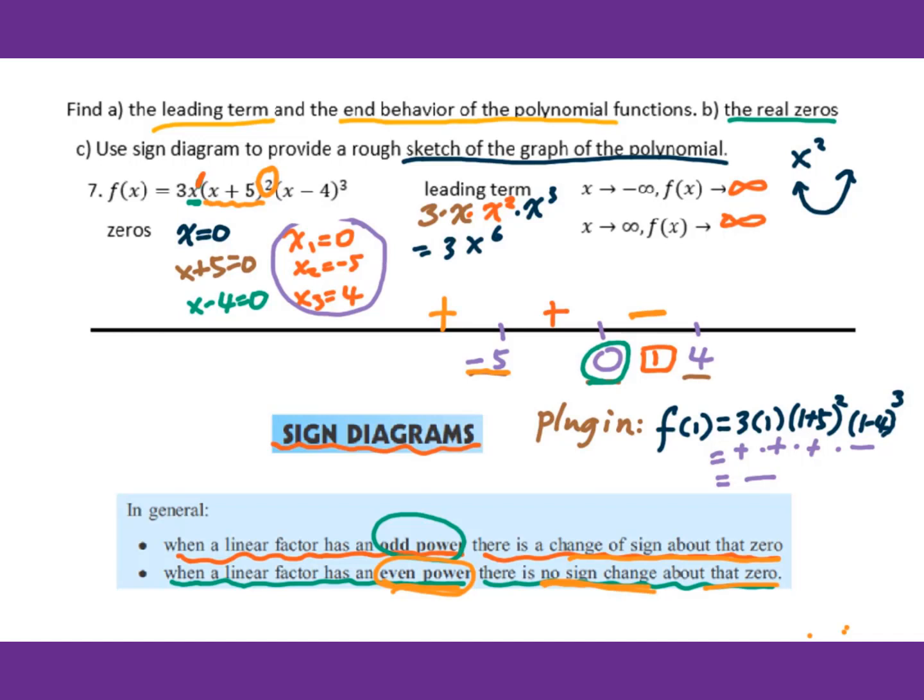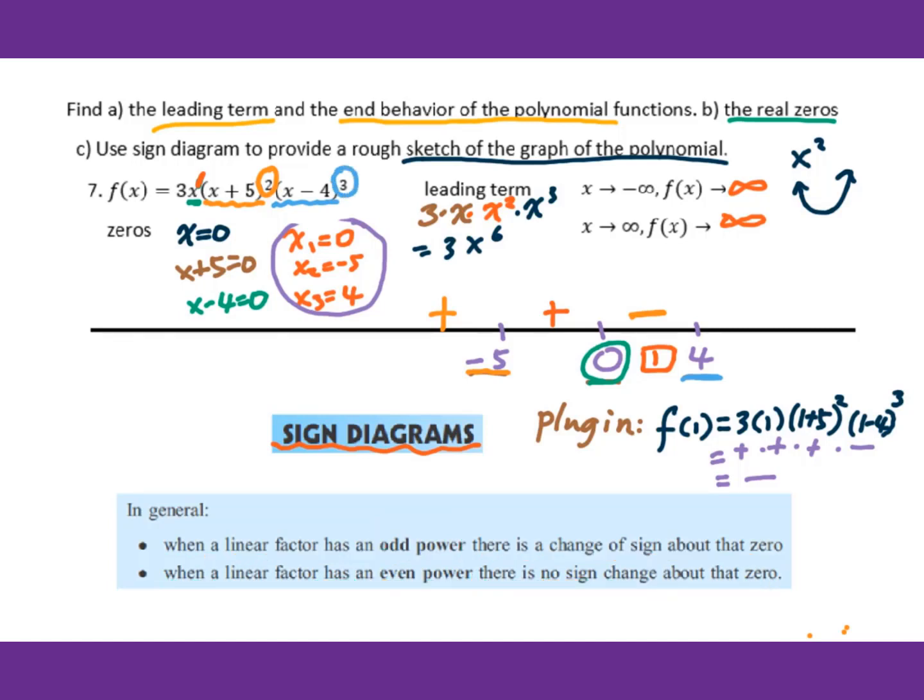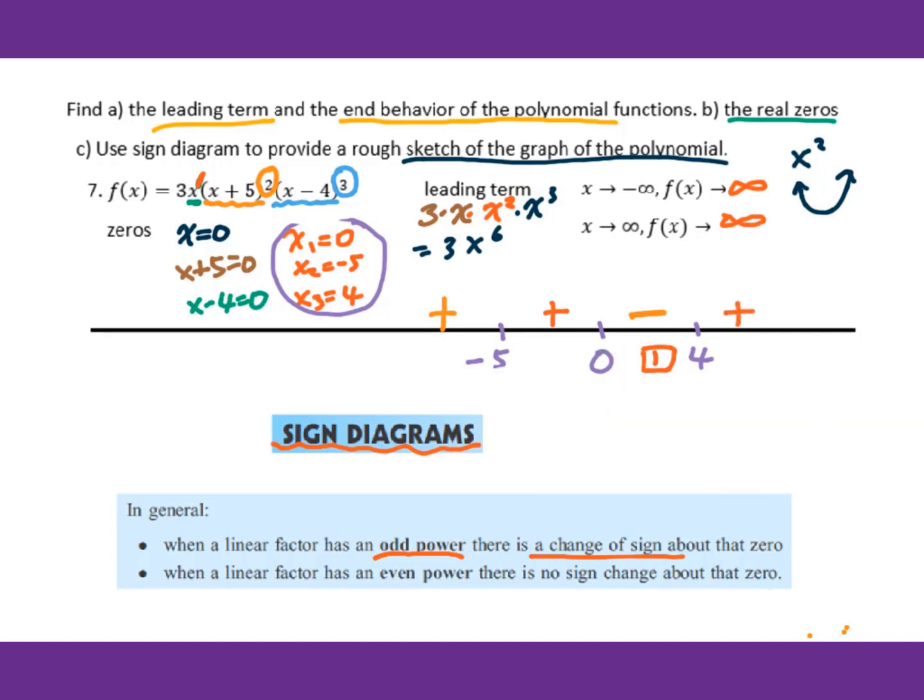Now let's go to this 4. Check this factor. It's a third power. Third power, that's an odd number. According to the rule, this factor has an odd power, then there is a change of sign. Therefore, this is positive. After we decide the sign for this number line, then you can sketch the graph of the polynomial.